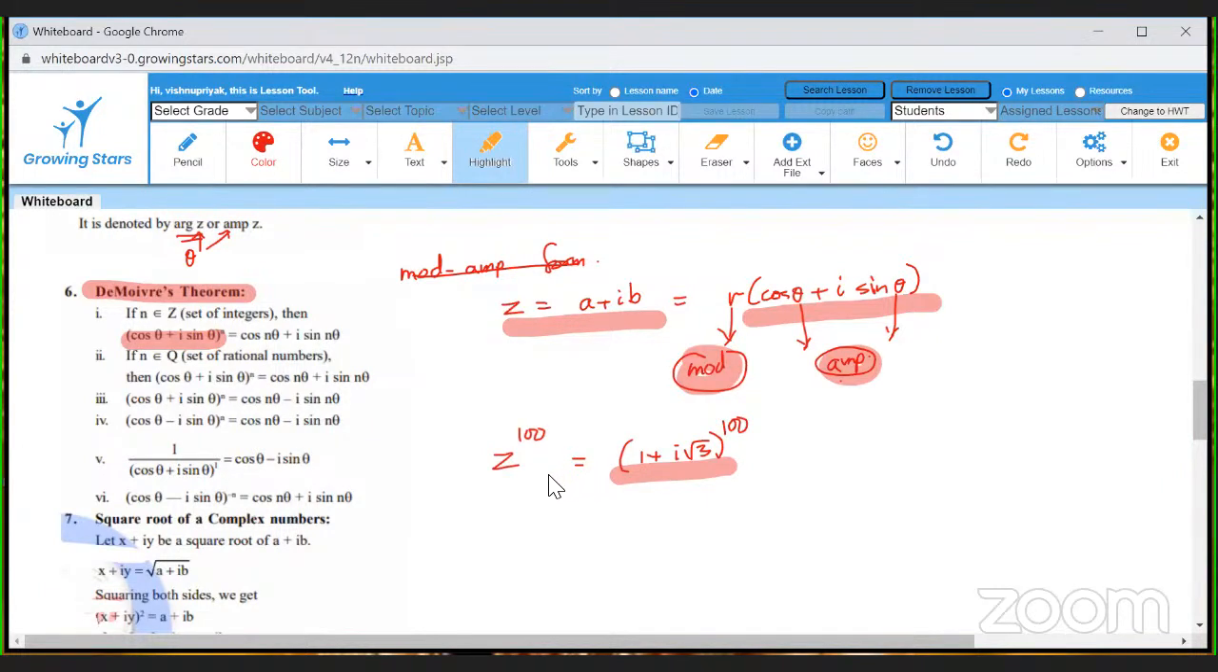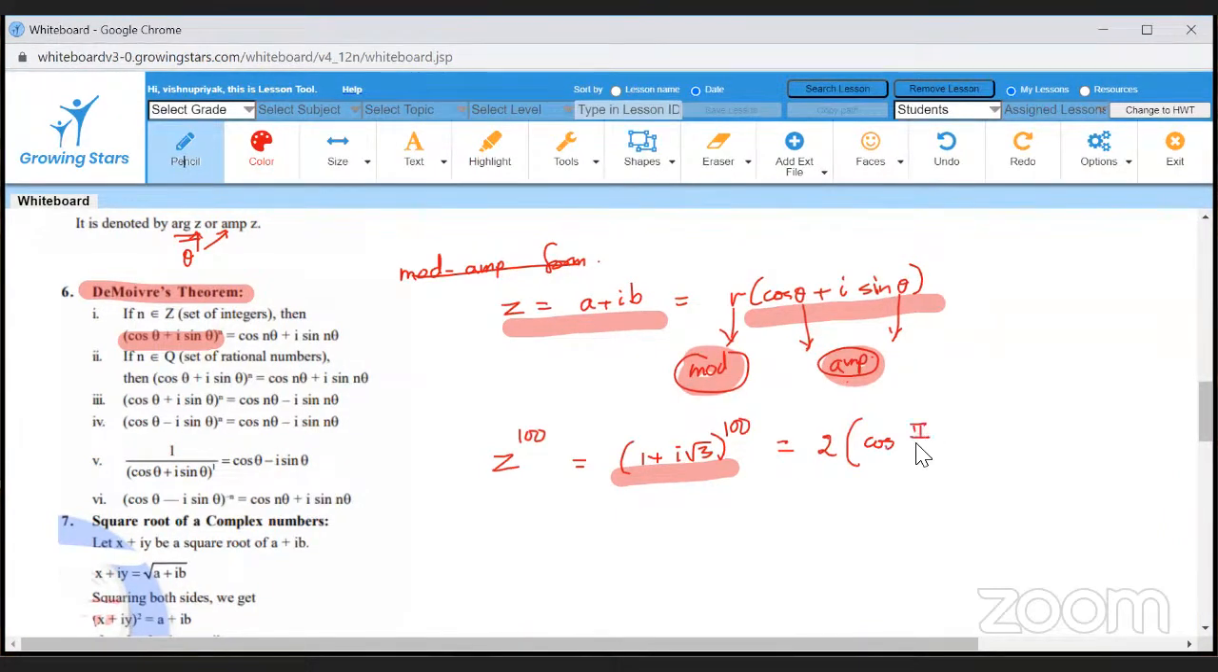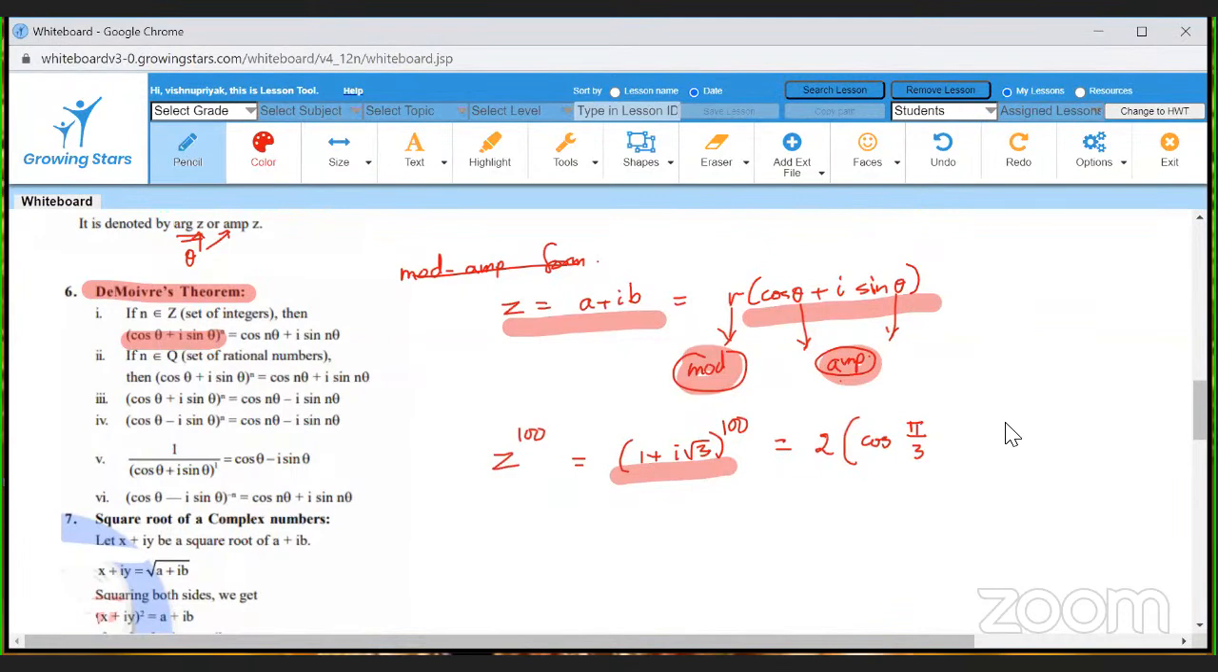In questions they will give you what is (1 plus i root 3) power 100. If it is power 100, it is very difficult to sit and multiply. So we will convert it into mod amp form. What is mod amp form? 2 into (cos pi by 3 plus i sin pi by 3). This is the mod amp form. Now, if you take this and power 100, it is very easy to find using De Moivre's theorem.